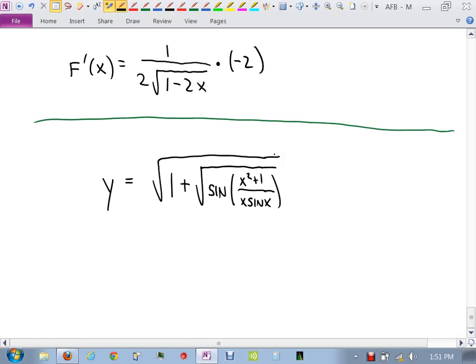You have a chain rule in the sense that the last thing happening is square root of something, right? Then inside that is 1 plus the square root of something. Then inside that is sine of something, right? But inside the sine is a quotient rule. And in the quotient rule, the denominator is a product rule. That's where we're kind of going. So appreciate that on this test.